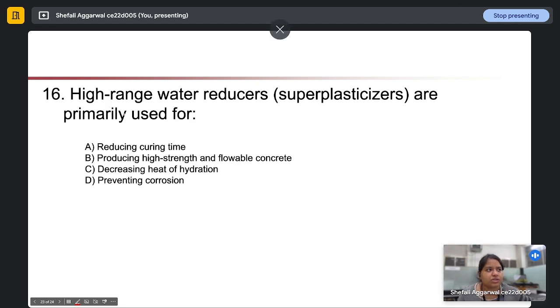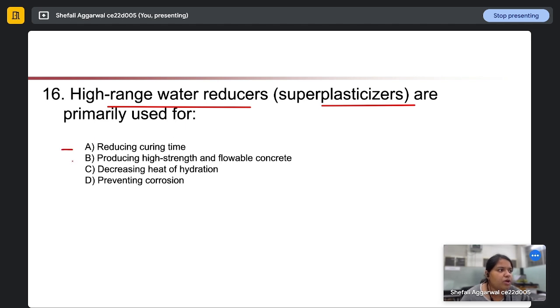Next question is: high range water reducers, which are also called superplasticizers, are primarily used for reducing curing time, producing high strength and flowable concrete, decreasing heat of hydration, or preventing corrosion. So this is a simple answer. We are using superplasticizer so that we have a more flowable concrete and a higher strength concrete system. Okay.